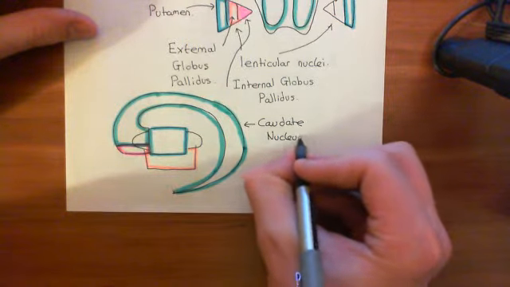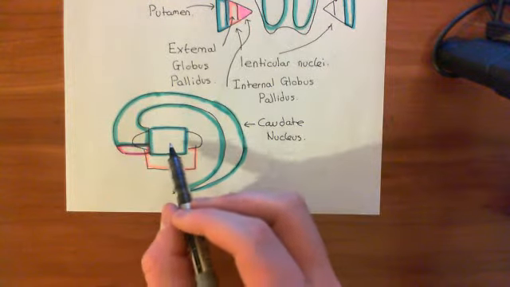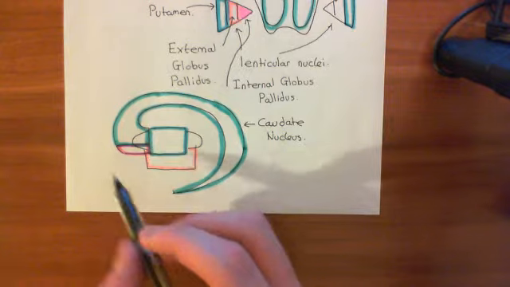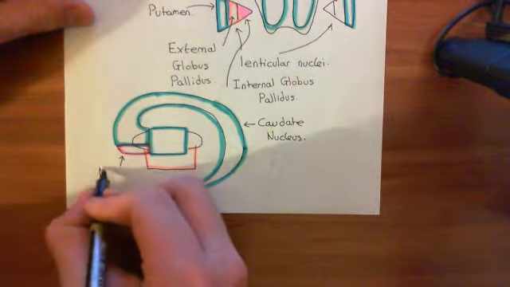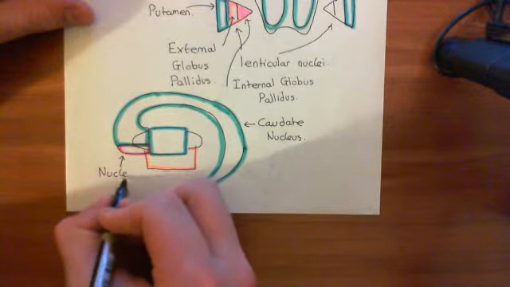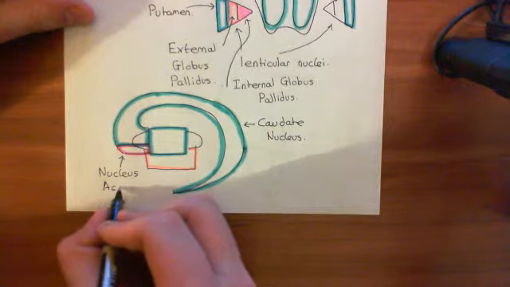The combination of this turquoise caudate nucleus and the putamen and this pink thing, which is what we've been looking for, this is the nucleus accumbens down here. The combination of all three is what's known as the striatum.